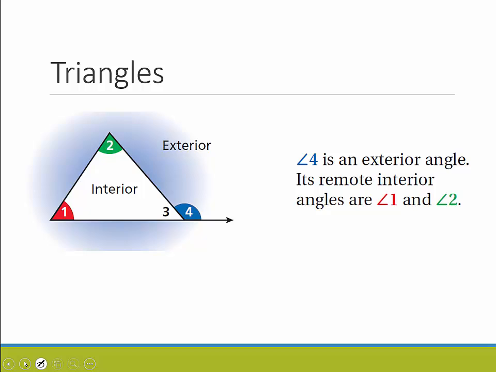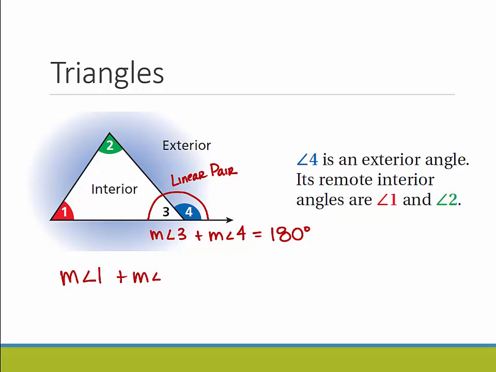So the next definition we need to talk about is what is interior, exterior, and remote interior. So if we look at this triangle, we have angles 1, 2, and 3 on the inside, and then angle 4 on the outside. We know that angle 3 and angle 4 are a linear pair because of this line that's drawn out here. So the measure of angle 3 plus the measure of angle 4 has to equal 180 degrees. And then we also know that the measure of angle 1 plus the measure of angle 2 plus the measure of angle 3 has to be 180 degrees.